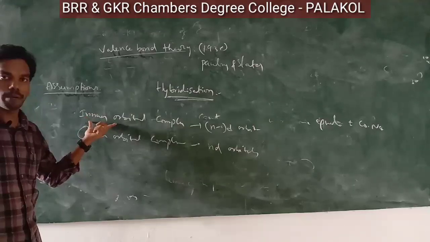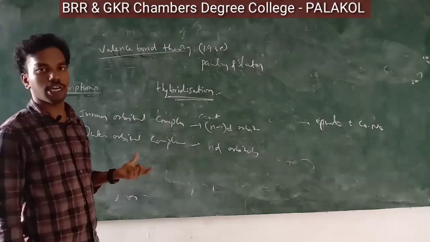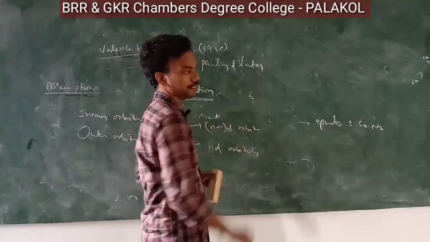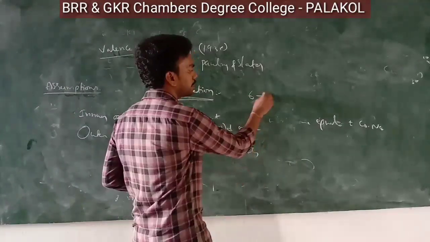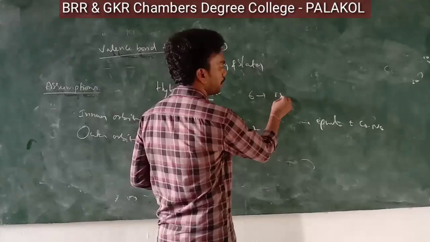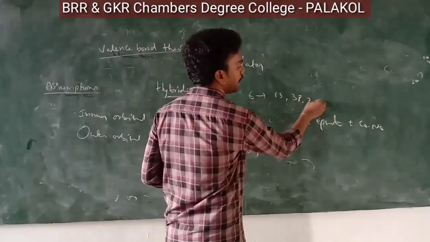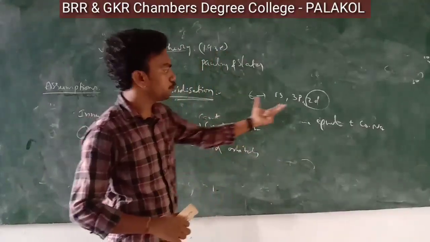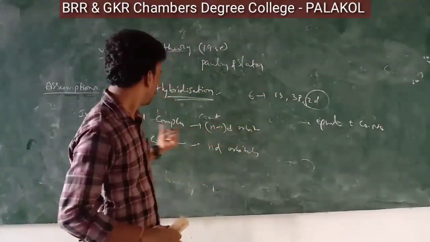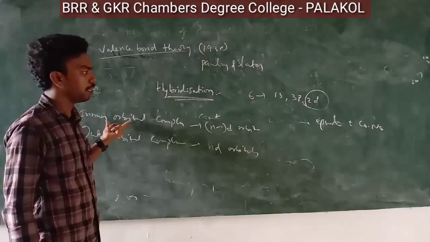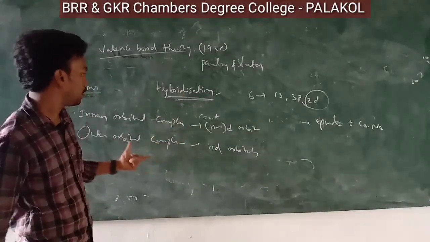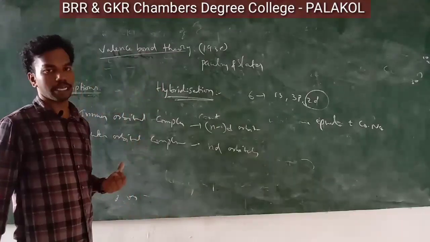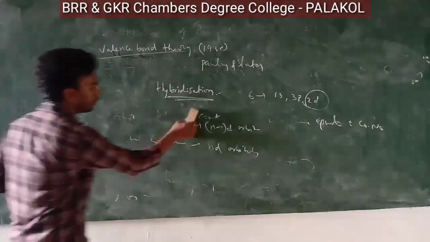Okay. So what are inner orbital complexes? In the hybridization process, inner d orbitals are involved. For example, if we have 6 ligands, it requires 1 s orbital, 3 p orbitals, and 2 d orbitals. These 2 d orbitals are inner d orbitals, so those complexes are inner orbital complexes. If outer d orbitals, that is nd orbitals, are used, those are outer orbital complexes. Okay.